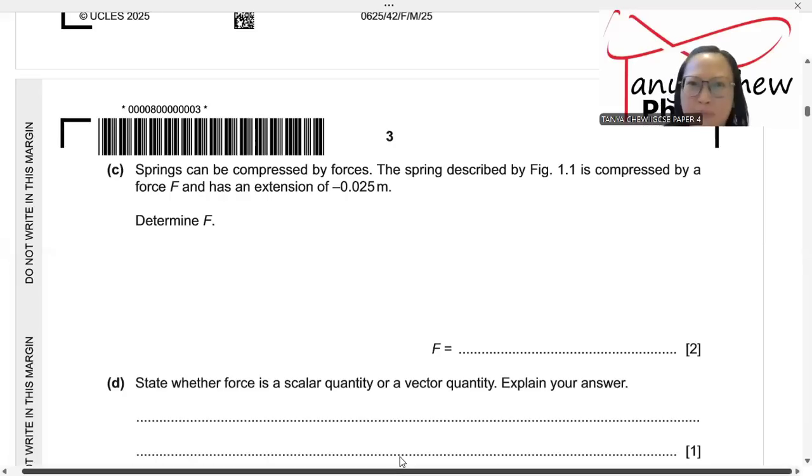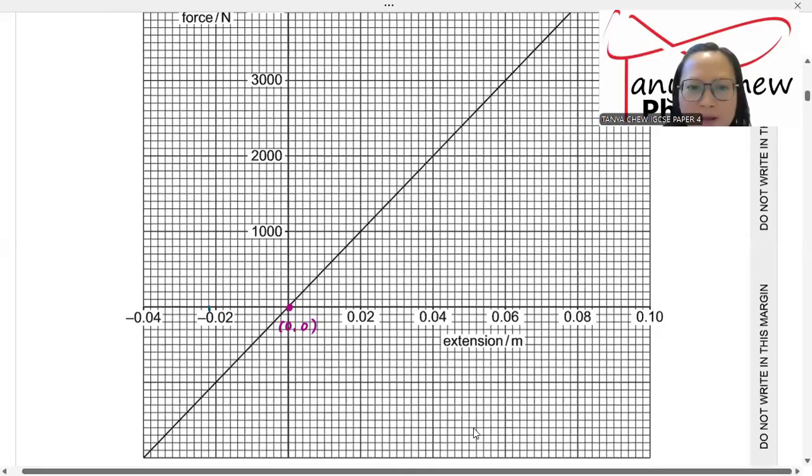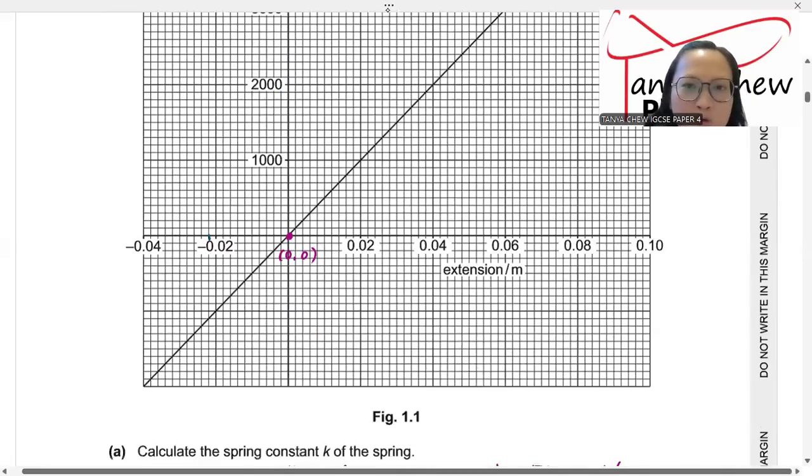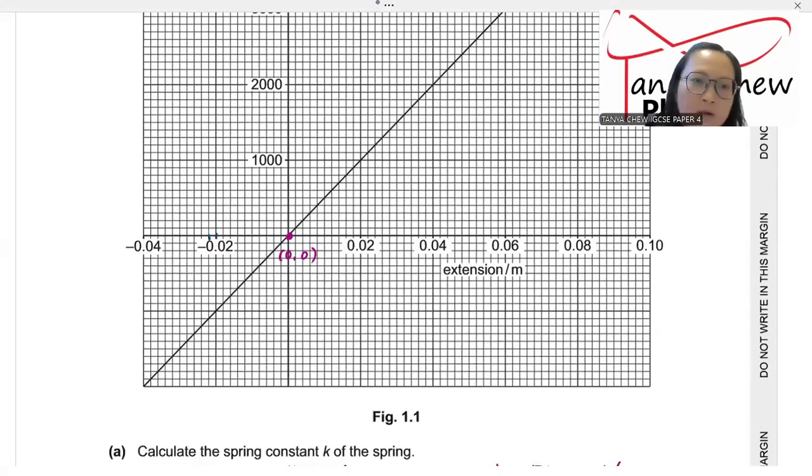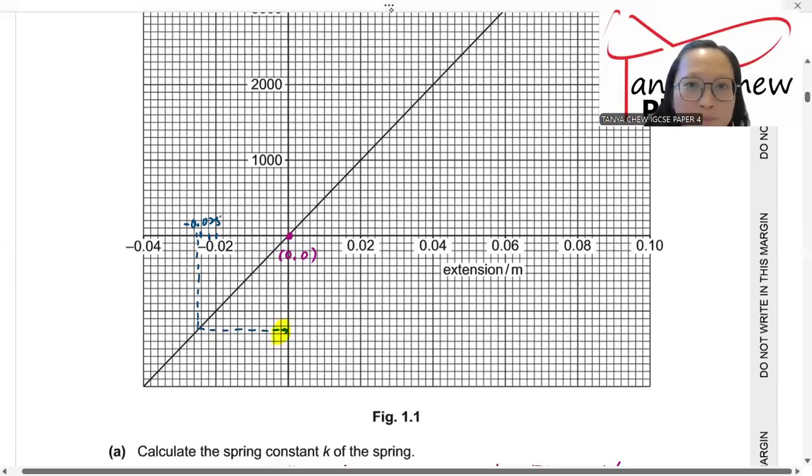Determine F. Now, I prefer to use the graph. So where is my negative 0.025? Let me see. This is negative 0.02, negative 0.022, negative 0.024, and here it is, negative 0.025. I will write it down for you, don't worry. So I have to read the force here. What is the value of this force over here? Better highlight this first.